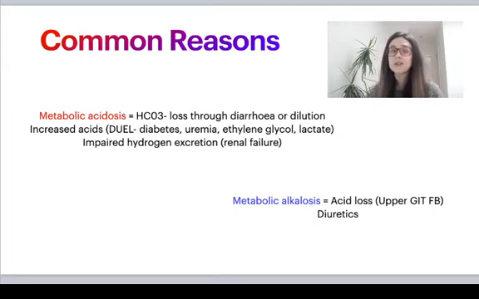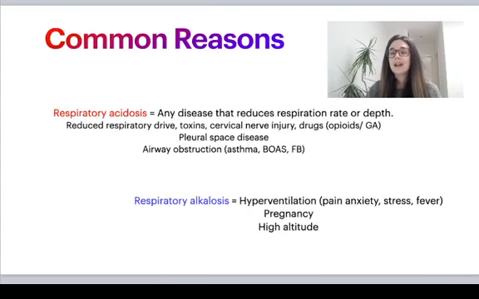Metabolic alkalosis we see commonly in our foreign bodies. Upper GI foreign bodies, they vomit up a lot of acids, they become alkalotic. If next time you get a foreign body patient in and you take a blood gas, they're generally pretty typical on blood work. Diuretics can also cause it.